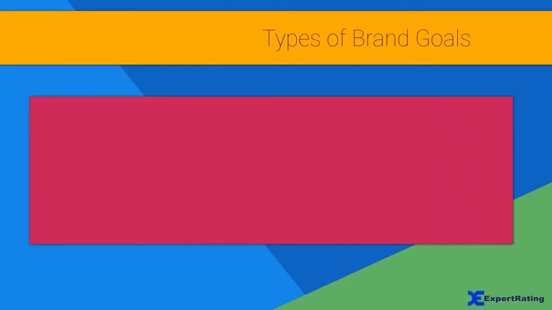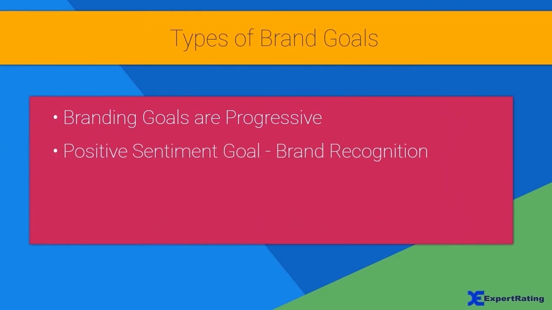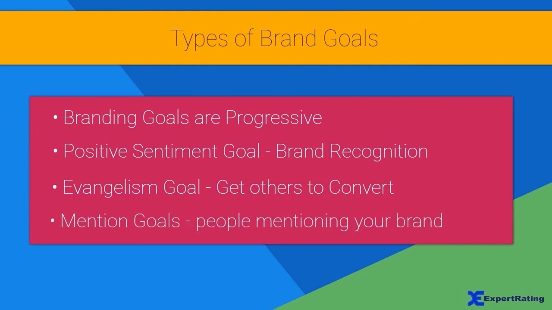Having well-defined brand goals helps increase brand awareness on social media. Branding goals tend to be progressive in nature and build off of one another. Every new company strives to obtain positive brand recognition with their initial audience. Once your audience trusts your brand, the next step is to get others to convert to your side. Getting people to talk about your brand should always be part of your social media strategy.